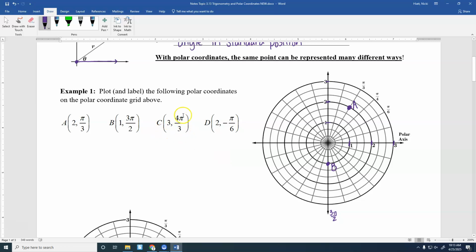Next, you've got 4 pi over 3. So 4 pi over 3 is right here on that unit circle. So we are going to go out 1, 2, 3 right here. So there's our C.